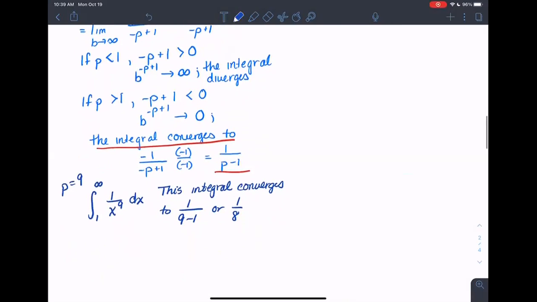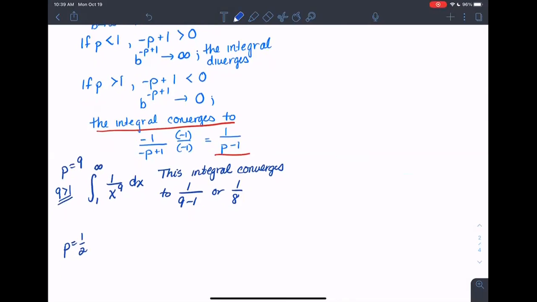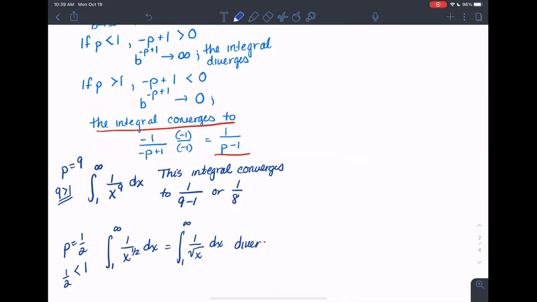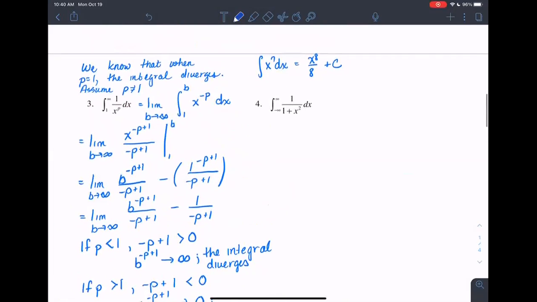If, on the other hand, you had chosen p equals 1/2, little note here, 9 is greater than 1, that's why that integral converges. 1/2 is less than 1, and the integral from 1 to infinity of 1 over x to the 1/2, which by the way is the same as the integral of 1 over the square root of x, diverges. So based on that power alone, you can tell whether the integral converges or diverges for this specific function family, right? We were working with a very specific function family, 1 over x to a power.